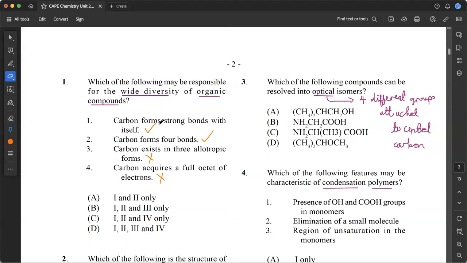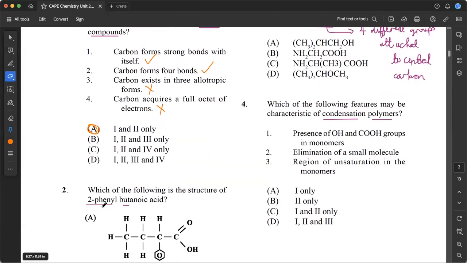The reason is because carbon forms strong bonds with itself, so that's catenation. It forms 4 bonds, that's tetravalency. And then no hybridization and resonance or other properties of carbon give rise to this wide diversity of organic compounds. So the answer here will be A. So 1 is A. Moving along to question 2.